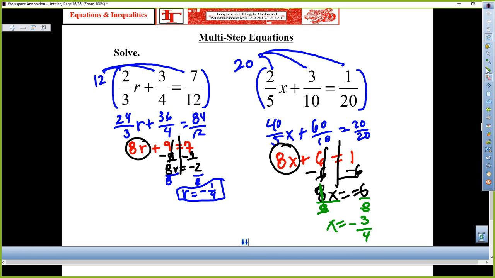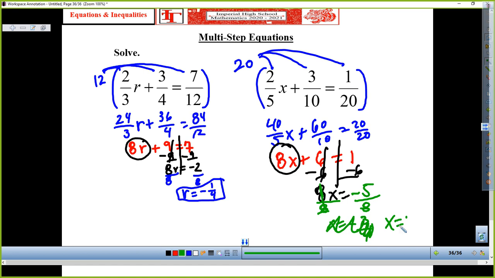So then it's not 3/4. My bad. It's x equals negative 5/8. And if you got decimal, you should have gotten negative 0.625. Yeah, let's go. Hands up if you got that. Yeah? Okay. Let's move on.